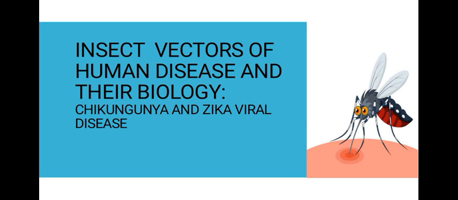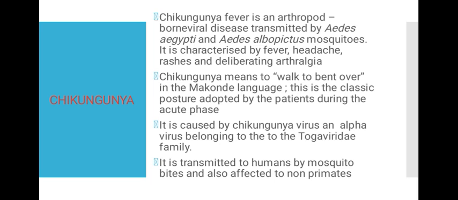Insect vectors of human diseases and their biology. Chikungunya and Zika virus disease. Chikungunya fever is an arthropod-borne viral disease transmitted by Aedes aegypti and Aedes albopictus mosquitoes. It is characterized by fever, headache, rashes, and debilitating arthralgia.